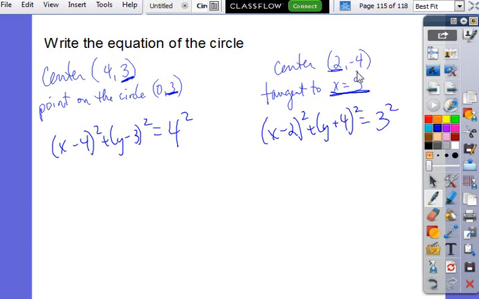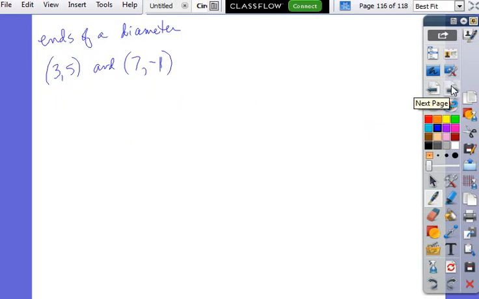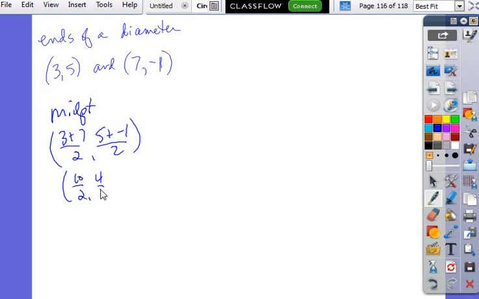And then the ends of the diameter, start with midpoint. Add up the x's divided by 2, add up the y's divided by 2. What is that point right there? That's the center of the circle. I do the midpoint of the diameter, that's got to be the center. Then I'm going to take the center, and one of those points, I'm just going to use the first one, and do the distance formula for those.